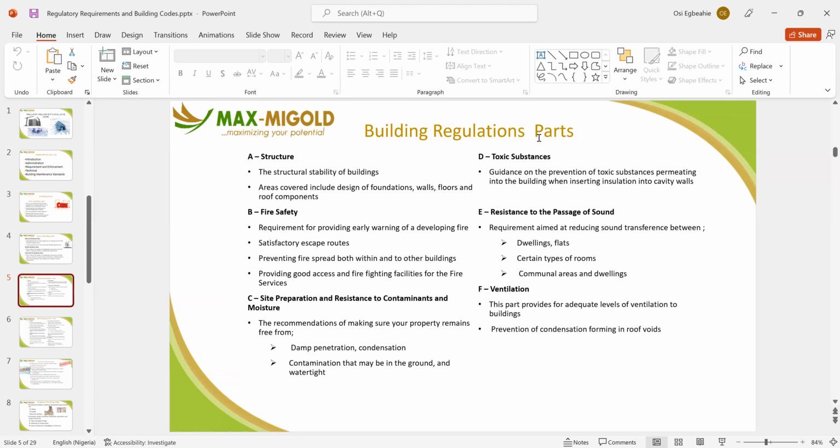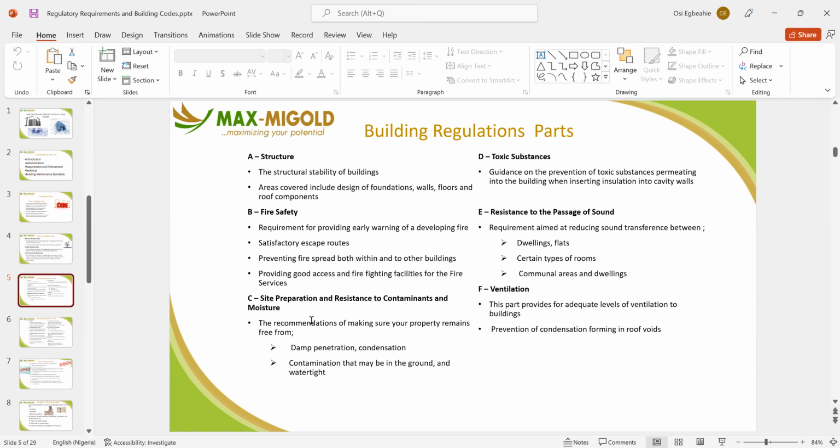Now, building regulations parts. For building regulations, there are some different parts I looked at, which they focus on. The building code itself looks at these different parts and sees how to manage it. One of the parts that the rules and the regulation look at is the structure itself. They look at how stable the structure is. They look at the structural stability of the building.